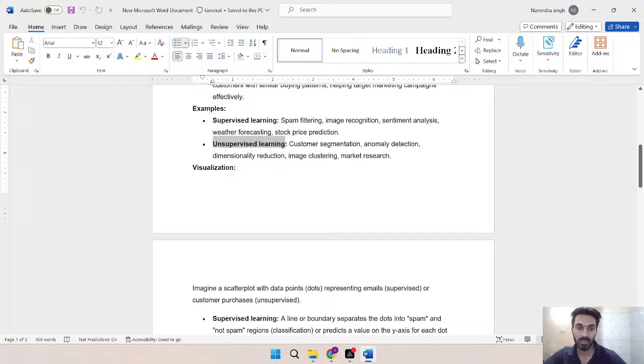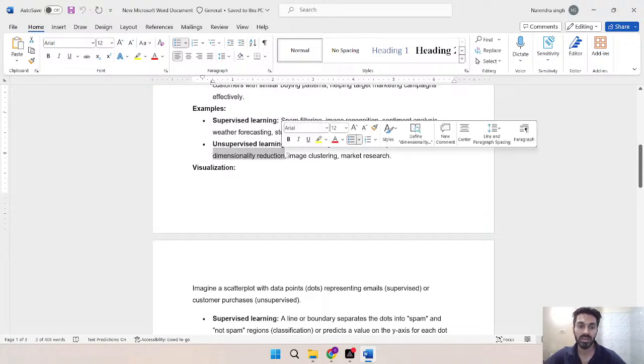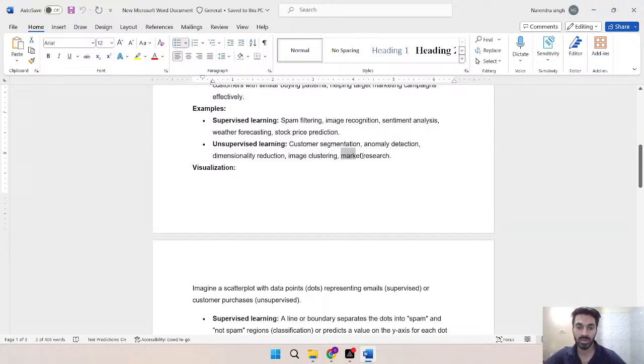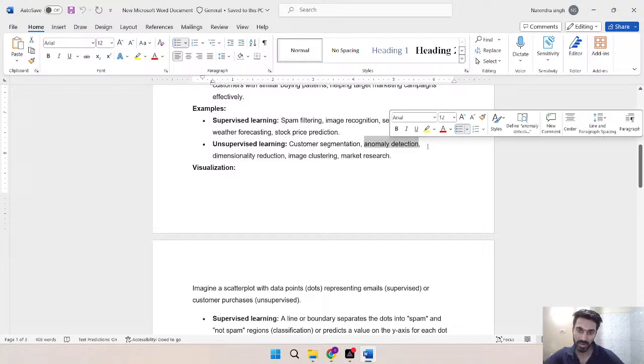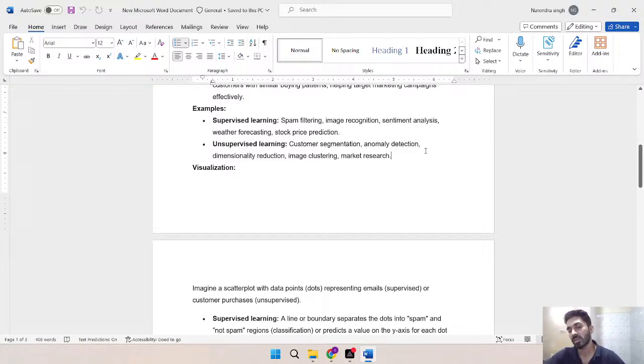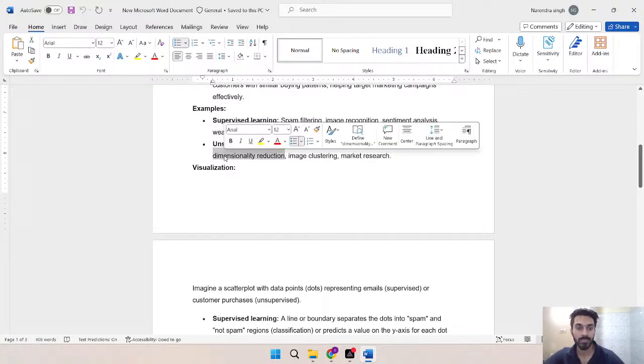For examples of unsupervised learning: customer segmentation, anomaly detection, dimensionality reduction, image clustering, market research. These are the examples you can do with unsupervised learning. Anomaly detection means checking whether this note is fake or not, something like that. Dimensionality reduction you can also do.